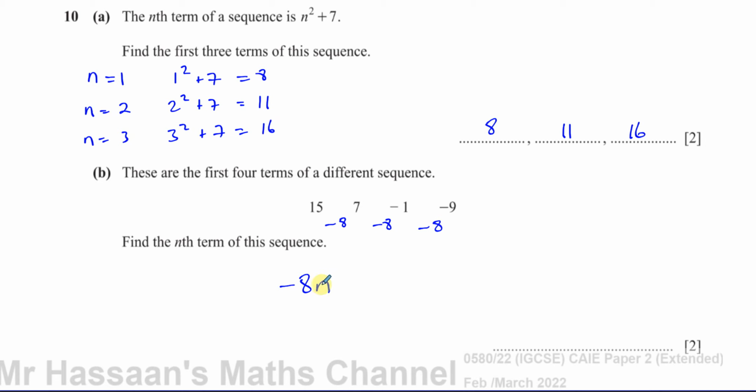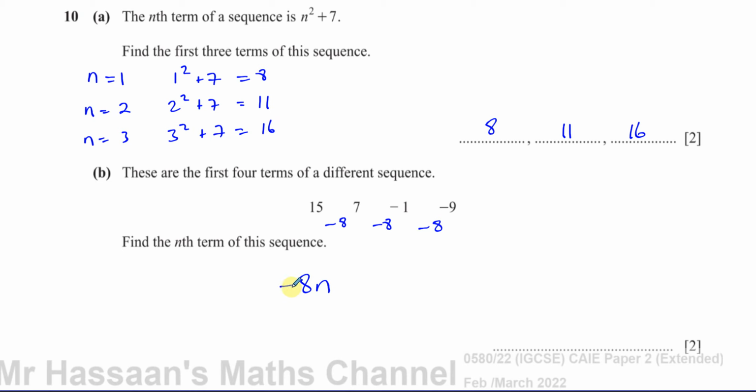When n equals 1, it will be negative 8. n equals 2 will be negative 16. 3, negative 24. It's going down in 8s that way. But we don't only want it to go down by 8, we also want it to start from 15. We want the first term to be 15. If I leave it like this, it's going to start at negative 8. The first term will be negative 8, and then it will go down by 8 each time. But I want it to start from positive 15 first and then go down by 8.